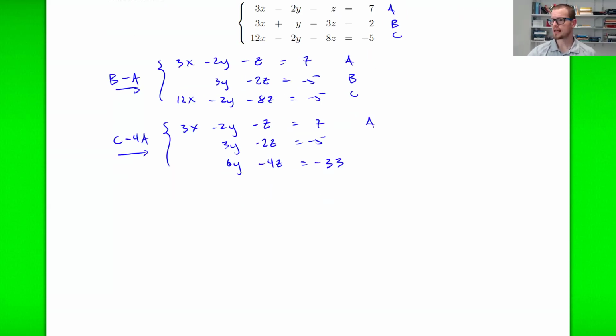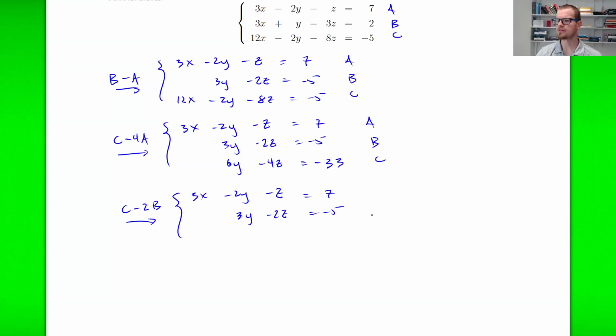All right, relabel as A, B, and C. I can eliminate the y here by subtracting 2 of those. So take equation C and subtract 2 times equation B. Equations A and B stay the same as 3x minus 2y minus z is equal to 7, and 3y minus 2z is equal to negative 5. Equation C is the equation that I'm manipulating. 6y minus 2 of those eliminates the y's. Negative 4z minus 2 of those eliminates the z's. So I actually have 0 on the left-hand side.